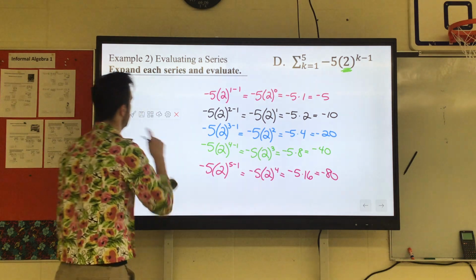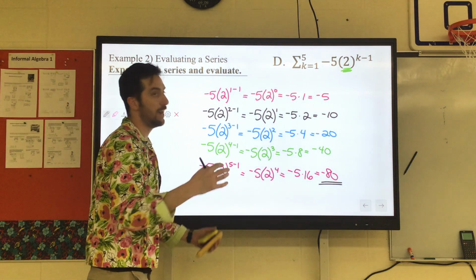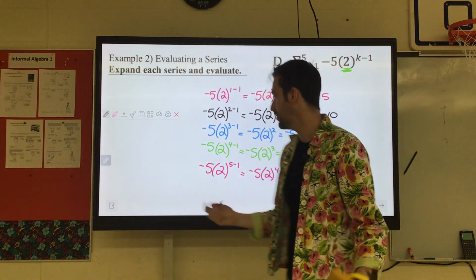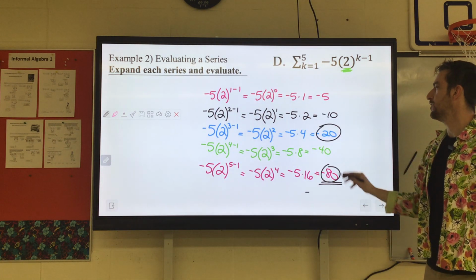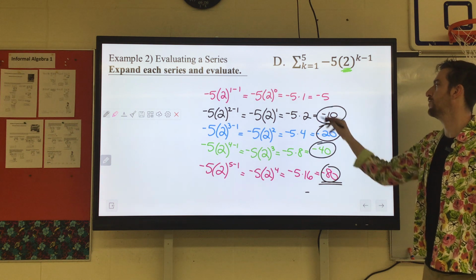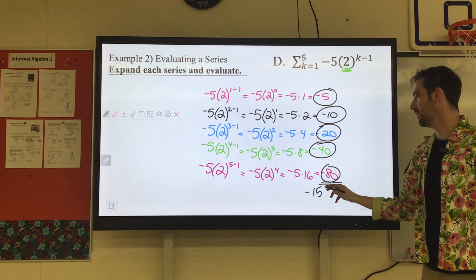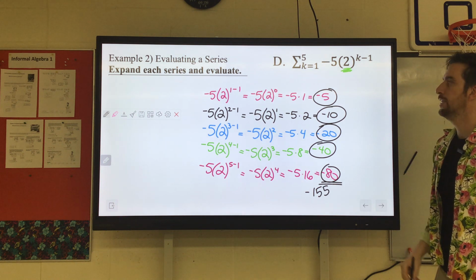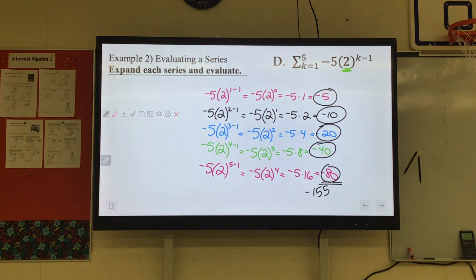Now we do have to add all these together. Luckily, since they're all negative, we can just add them together as if they're positive numbers and make it negative. 80 plus 20 is 100. 40 plus 10 is 50, so 150 plus 5 is 155. So negative 155. That's it, man. We're done with series and summation notation.